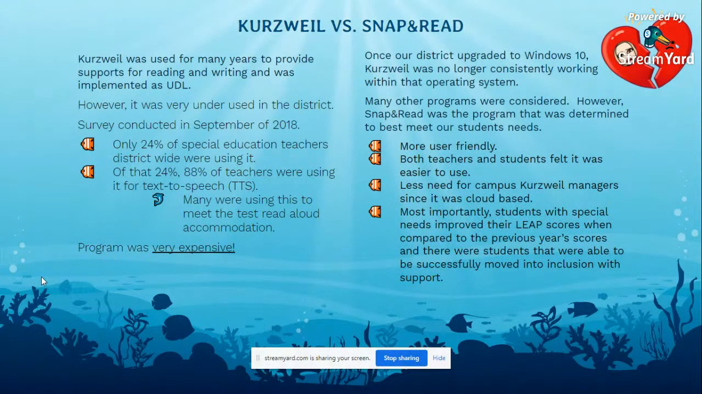So the participants in the pilot program felt like Snap&Read was more user-friendly. Both teachers and the students felt that it was easier to use. Plus, it cut down on the need to have a Kurzweil manager on each campus, since it's a cloud-based support. And most importantly, the students with special needs that we piloted the program with improved their LEAP scores when they were compared to their previous year scores. And there were students that were able to be successfully moved into an inclusion setting with support rather than being pulled out for resource. So that was definitely a positive.